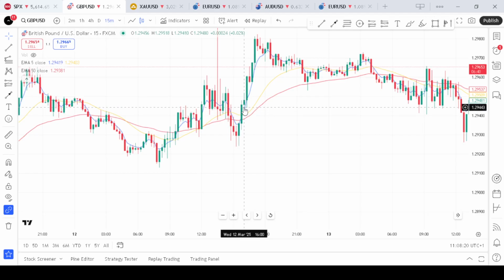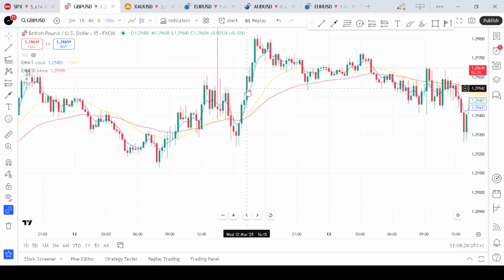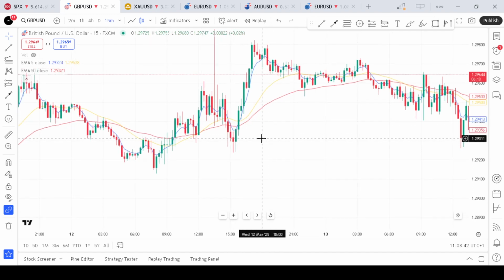You ensure that the price is above the 5 period moving average, the 20 period moving average, and also the 50 period moving average. When price is above these, it all aligns with your trade. This alignment indicates a strong bullish trend across multiple time frames, increasing the probability of your trade setup.